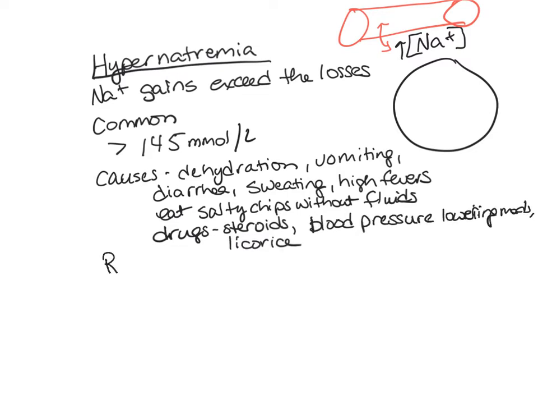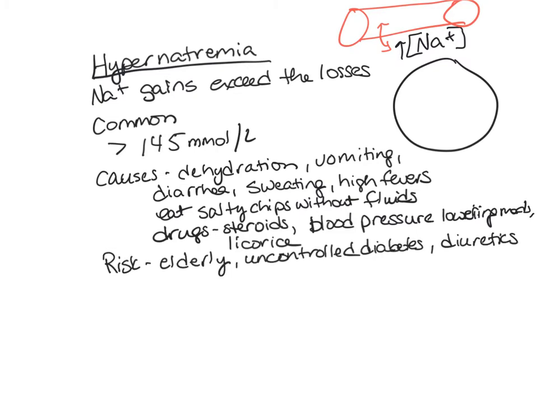People at risk for hypernatremia include the elderly who aren't eating enough. So if they're not eating and drinking, they're not getting enough sodium in. People with uncontrolled diabetes. If they have uncontrolled diabetes, they're losing a lot of glucose in their urine, and water's going to follow that glucose, so they're going to be urinating a lot. Also, people that are on diuretics, they'll be losing a lot of fluid, which is going to concentrate their sodium in their extracellular fluid. So those are just some examples of people that are at risk for hypernatremia.